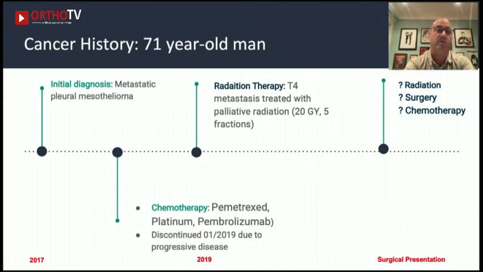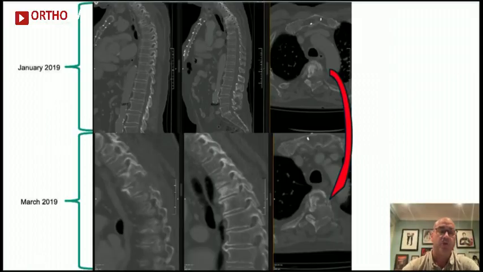This is a history of a 71-year-old man, initially diagnosed with metastatic pleural mesothelioma. He undergoes chemotherapy. He undergoes radiation therapy for a lesion now that's been identified at T4, and now presents to you a few years after his diagnosis with the following images. And the question is, what do we do with this individual? What's our next step?